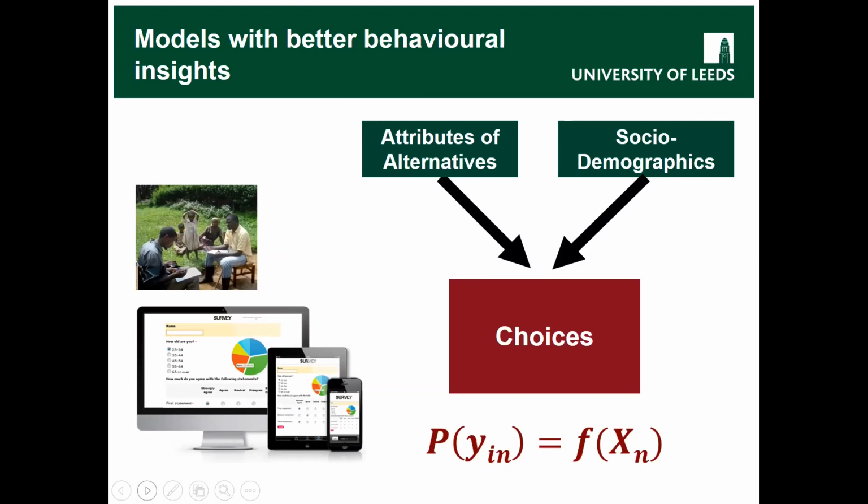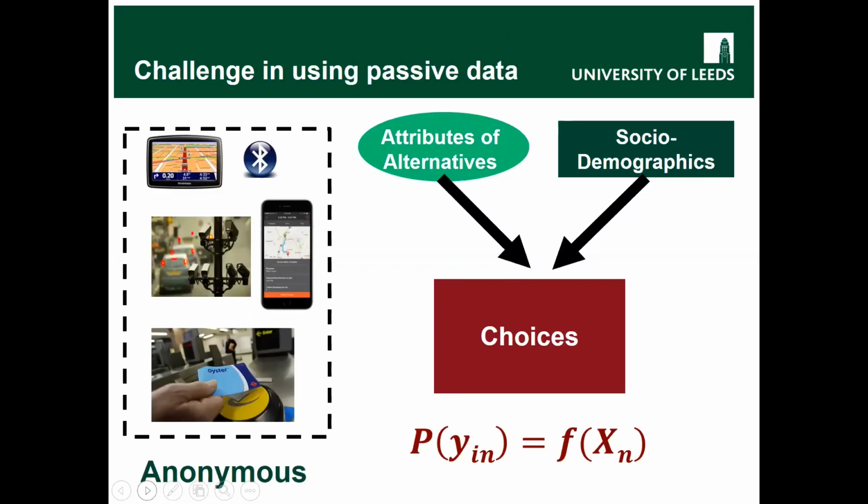And typically these models were developed using survey data where the socio-demographic characteristics were observed. To use passive data sources for developing this sort of models, we come across the problem that the data is anonymous, so we do not know the socio-demographic characteristics.